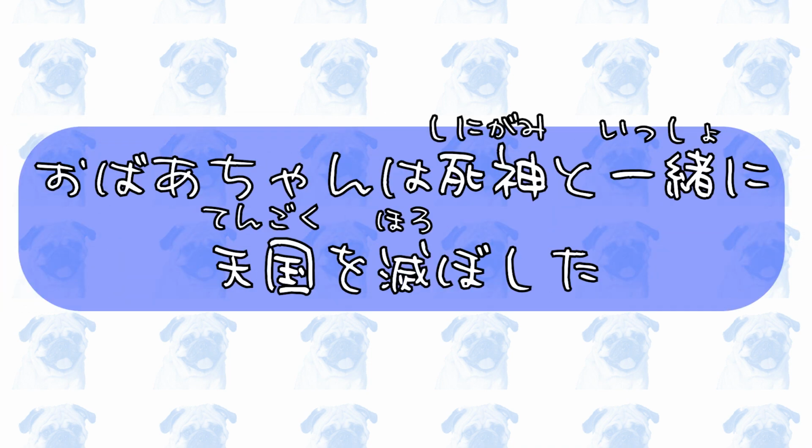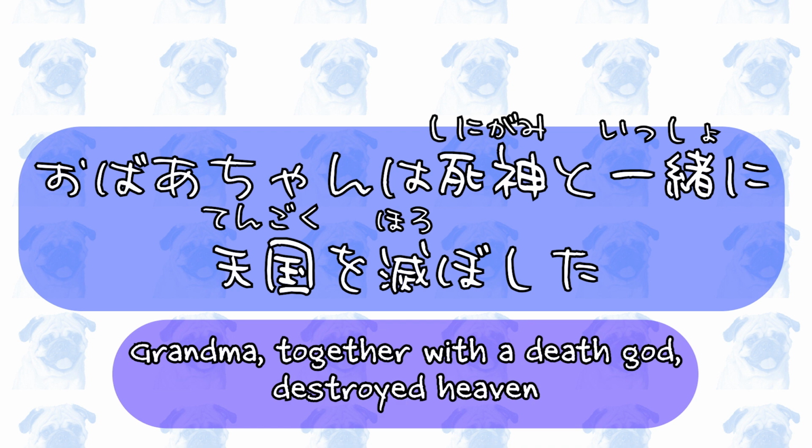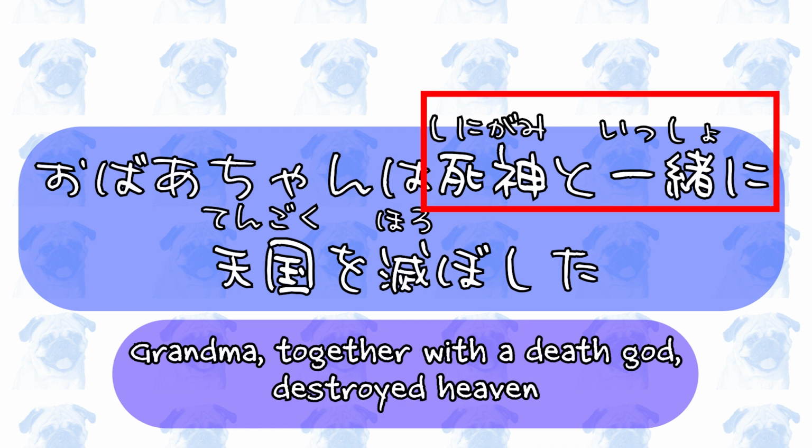This meaning of to can be made explicit by using the phrase と一緒に. For example, おばあちゃんは死神と一緒に天国を滅ぼした。Grandma, together with a death god, destroyed heaven. Using this phrase instead of using only to can sometimes help avoid ambiguities.